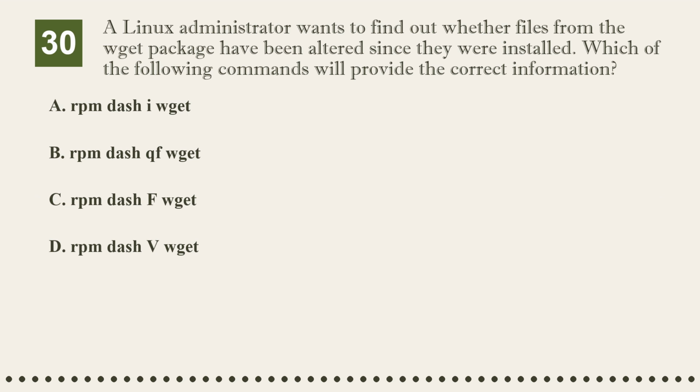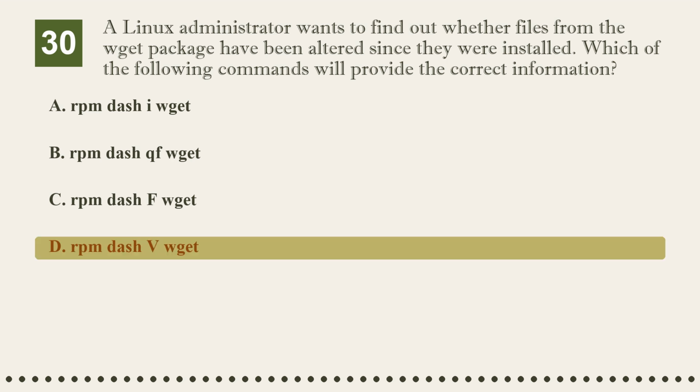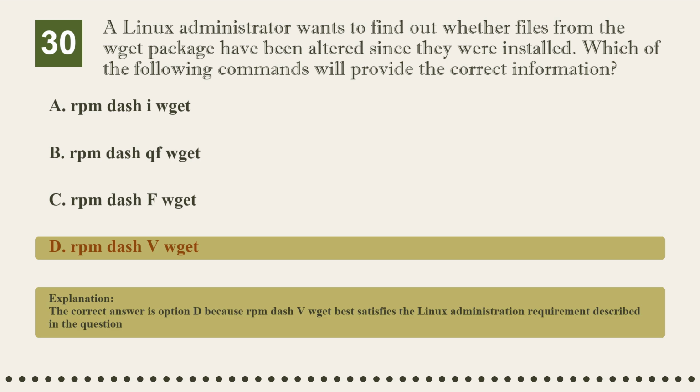Question 30. A Linux administrator wants to find out whether files from the wget package have been altered since they were installed. Which of the following commands will provide the correct information? Option A, rpm -i wget. Option B, rpm -qf wget. Option C, rpm -f wget. Option D, rpm -V wget. The correct answer is option D, rpm -V wget. The correct answer is option D because rpm -V wget best satisfies the Linux administration requirement described in the question.